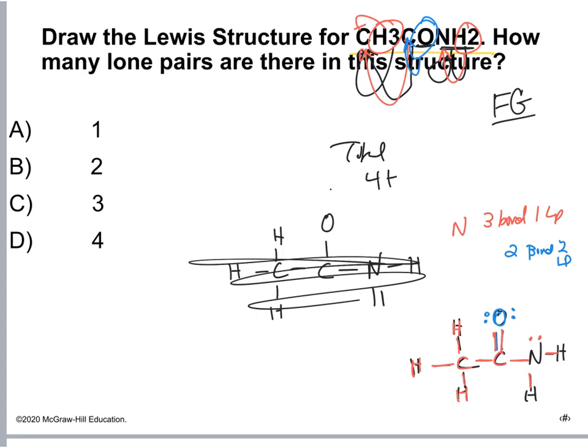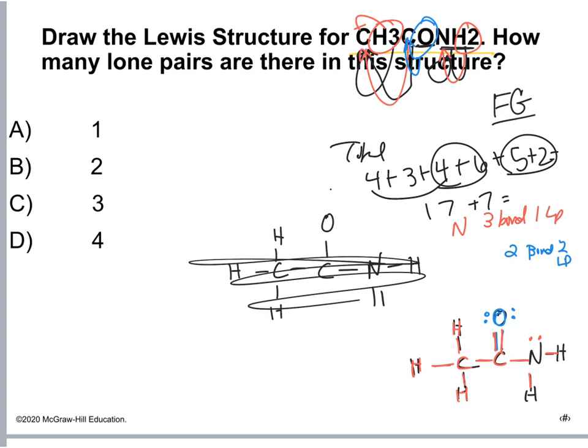Carbon has 4, hydrogen has 1, there's 3 of those, 4 plus 6 plus 5 plus 2, so 10 and 17 plus 7 is 24. So 1, 2, 3, 4, 5, 6, 7, 8, 9, 10, 11, 12, 13, 14, 15, 16, 17, 18, 19, 20, 21, 22, 23, 24. Okay, so we do have the 24. Does everything complete its octet? Yes. The oxygen has 8, nitrogen has 8. You cannot have more than 8.